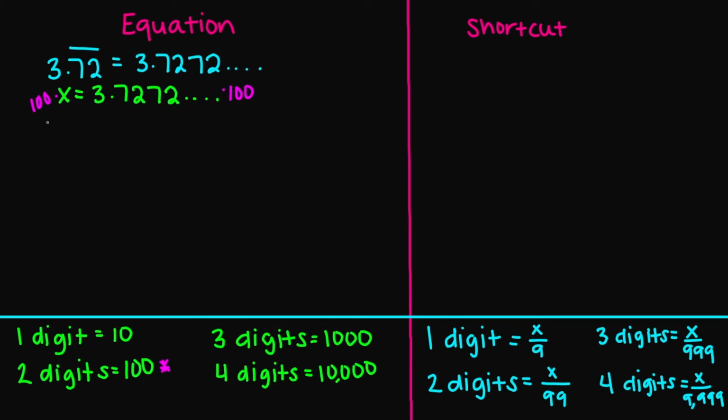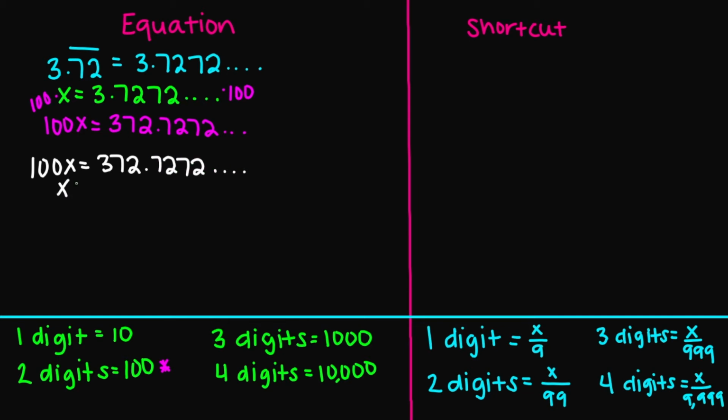So now we have 100 times x. This is going to be 100x. And then 3.7272 times 100. This is going to be 372.7272 repeating. Before I do anything, I'm going to rewrite my equation so that my 100x is on top. So I'm going to do 100x equals 372.7272 repeating, and then my x is going to be right under, so x equals 3.7272 repeating. Now we're going to subtract. So you have 100x minus your imaginary 1 here. X is going to be 99x. And then 372 minus 3, this is going to equal 369 because the 72s here are going to cancel out.